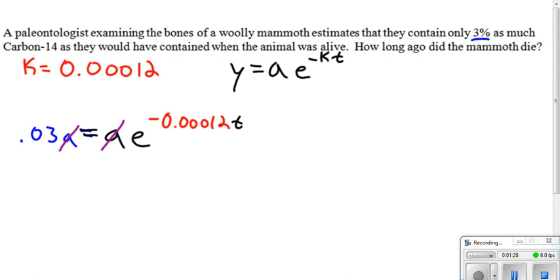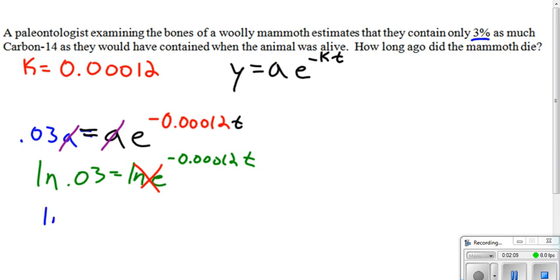is left. So now we have 0.03 equals e to the negative 0.00012t. So again, we just use our properties of logarithms and say ln 0.03 equals ln e to the negative 0.00012t. These ones will cancel out. So we have ln 0.03 equals negative 0.00012t.